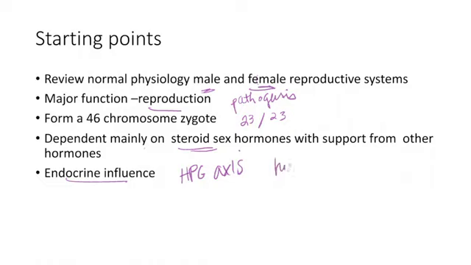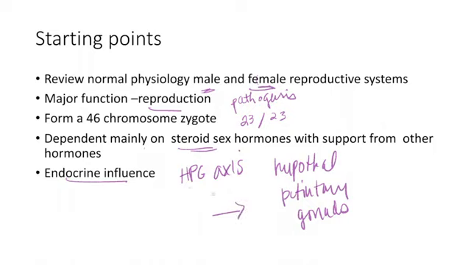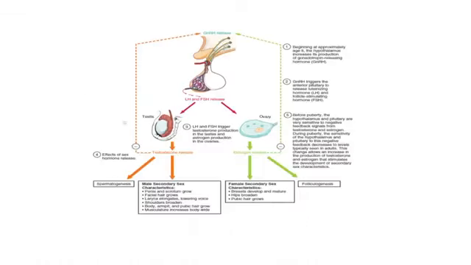And that is basically your hypothalamus to pituitary and then gonads, all right? And that's basically the reproductive axis. So the HPG axis is under endocrine influence, and we're going to get into that in a moment here. So when we're talking about this, we have gonadotropin releasing hormone, and that starts basically at age 8.